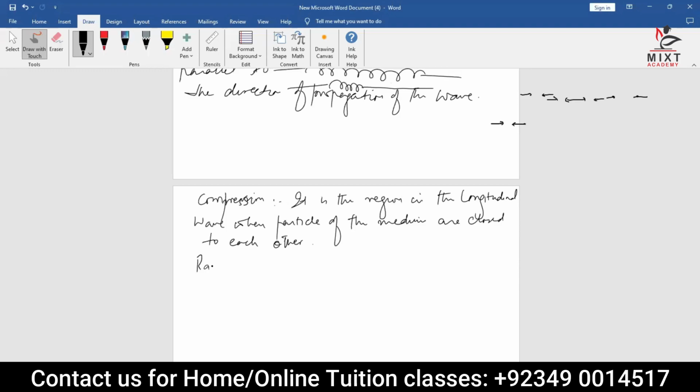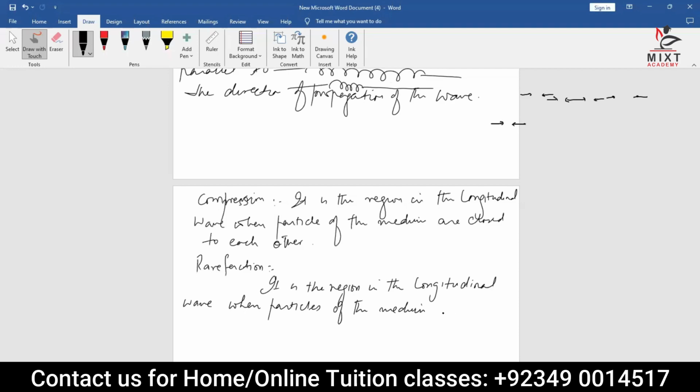The other one is rarefaction. So what will be the definition for that? It's the same thing: the region in the longitudinal wave where the particles of the medium are far away from each other. Far away from each other.